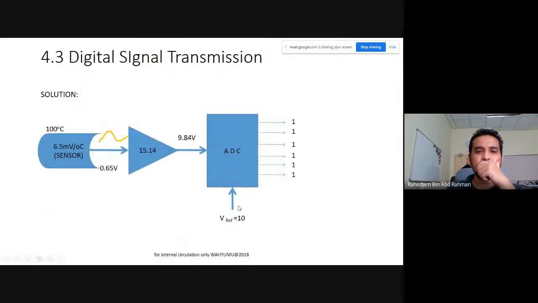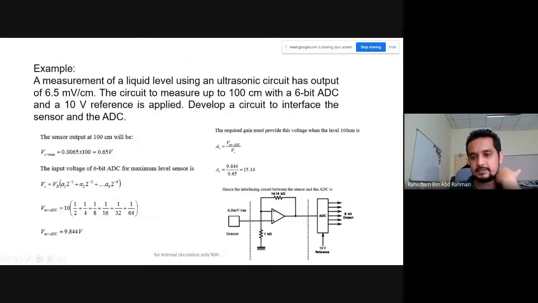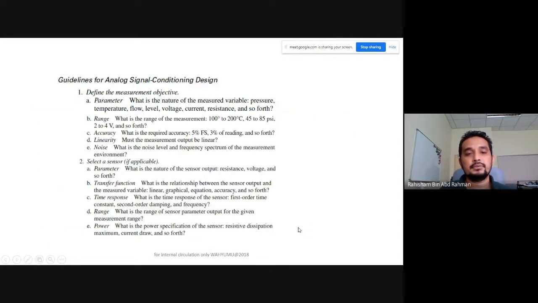This is the general representation, and this is actually the circuit. We know the amplifier circuit is this one. So you draw, and you should know the values to calculate this one. So the gain will be 15.14. So you have a sensor, amplifier circuit, ADC. It's exactly as in the previous worked example.